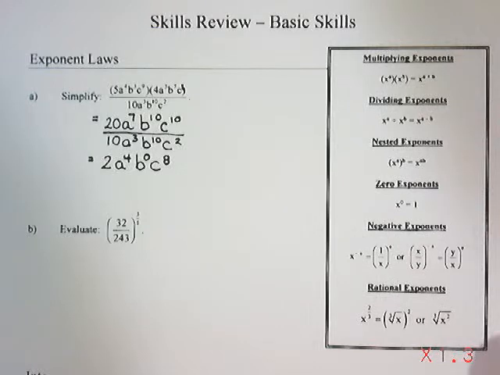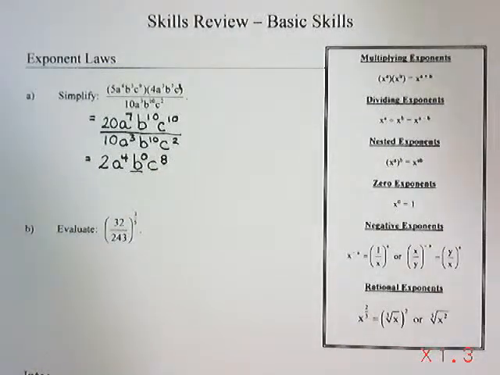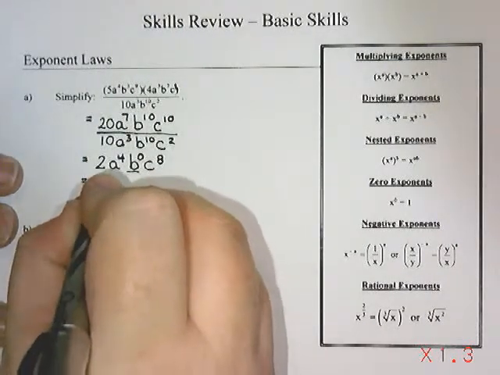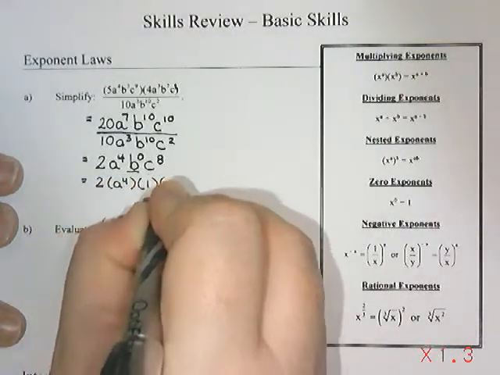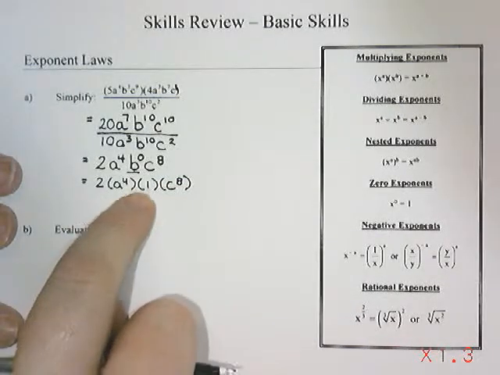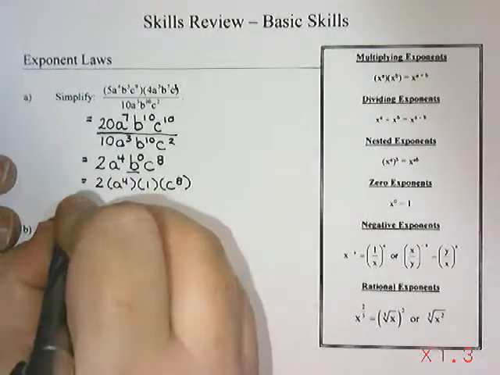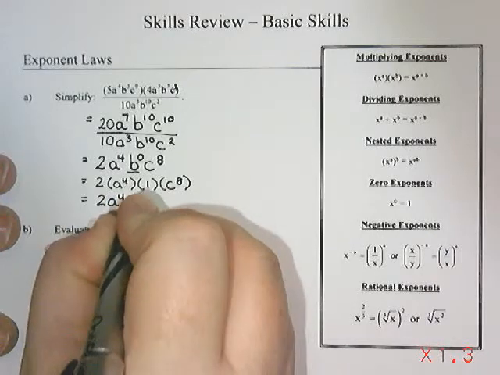And I can leave it like that, but that b to the 0 is the same thing as 1, not b to the 1, just a plain old 1. So this would be 2 times a to the 4 times 1 times c to the 8. So I can actually multiply that 2 and that 1 together since they're both just numbers. And I get 2 a to the 4, c to the 8.